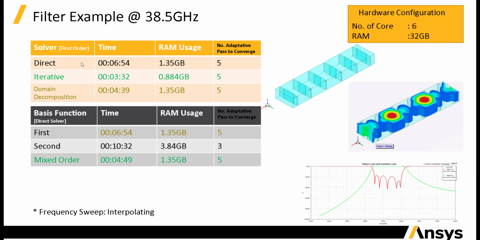And this is with the first order. You can see the first order basis function, second order basis function, third order basis function. As we expected, second order converged very fast from the adaptive meshing point of view, but it took more time and more memory. Mixed order is quite good, 4 minutes and 49 seconds. And this is on the filter side.